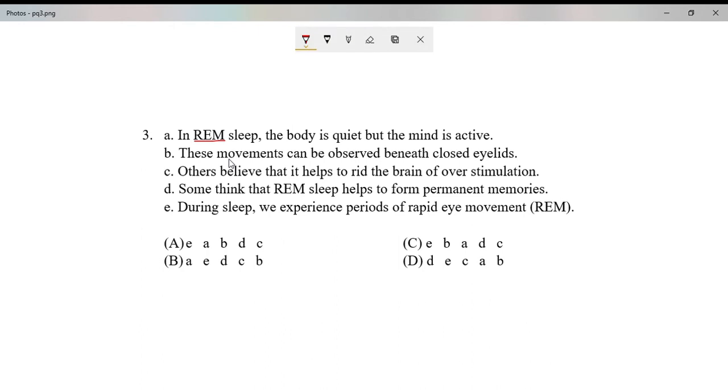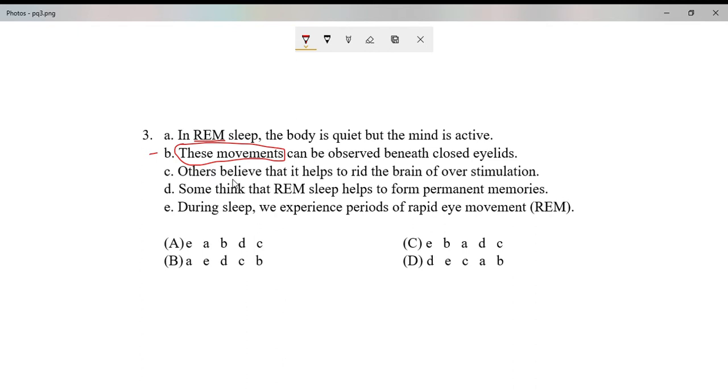These movements can be observed beneath closed eyes, okay? A referent here: these movements. So for sentence A, the one thing that I'm noticing is this sentence cannot begin the paragraph. These movements, what movements? There have to be movements that are mentioned. And then I'm also looking for another sentence that will mention movements, that will link to this sentence, and what order they should be in. This is one of the things that I use to eliminate my answer choices, okay? So that's something I will look out for.